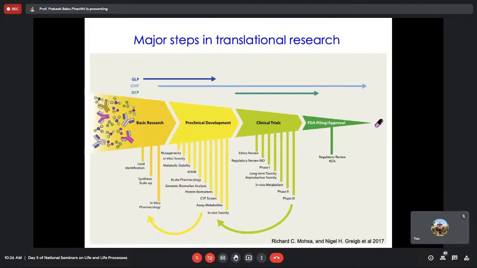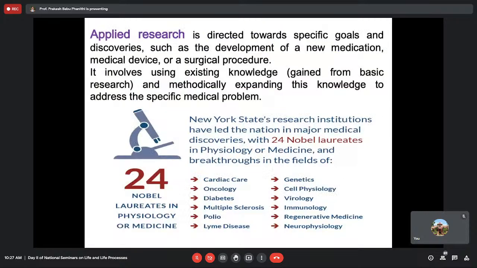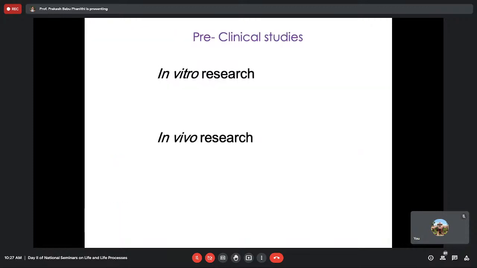Now the major steps in translational research: basic research goes to preclinical development, then to clinical trials, then to treatment. The applied aspect is directed towards specific goals. It discovers new medicines, new entities, new drugs, medical devices or surgical procedures, so that they will alleviate human suffering. There are so many diseases, as the earlier speaker talked about cardiac care.